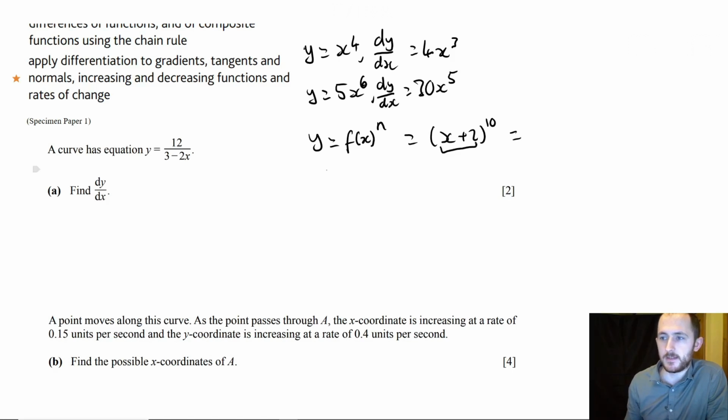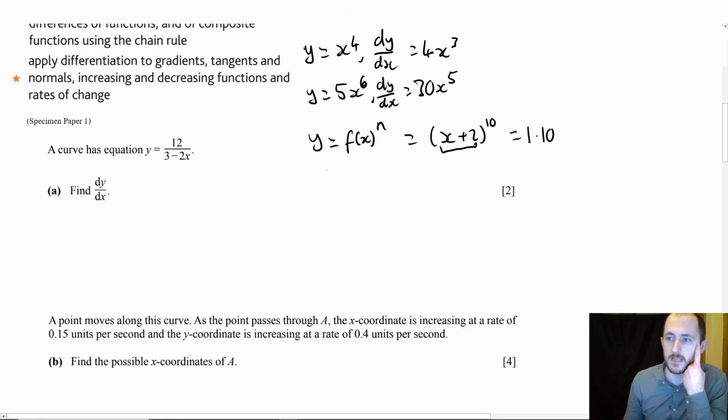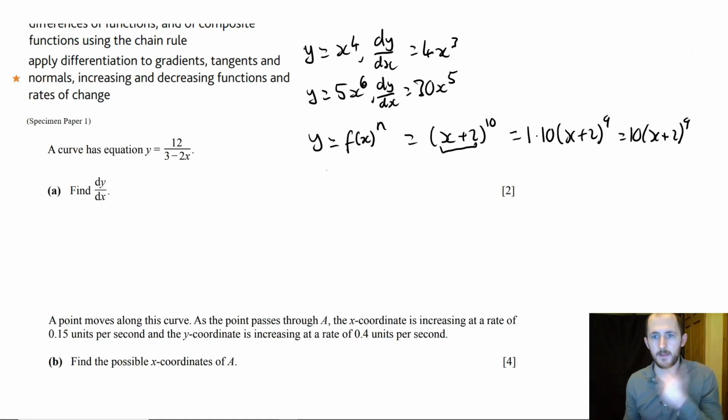differentiate what's inside. So in this case, x is to the power of 1. So I bring 1 forward, that gives me 1, and then x to the power of 0, which is also 1. So we just have 1 out the front. I then bring the power forward, which is 10. I then write the same bracket again, but I reduce the power by 1. So it's just 10 times (x plus 2) to the power of 9. Okay, that's all we have to do.